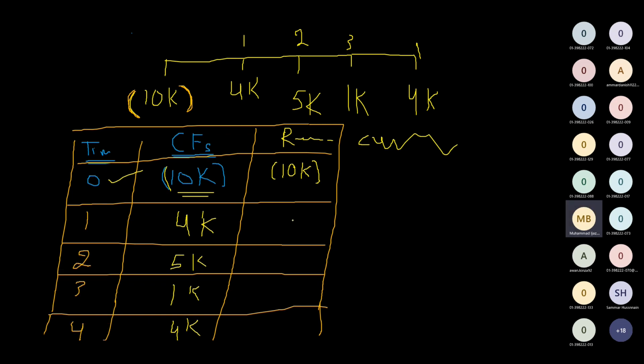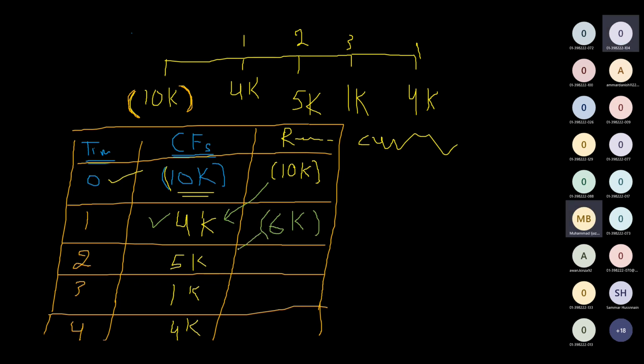Okay. Now, in 1 year, I was able to recover 4,000 out of this 10,000. So how much amount is remaining now? Out of 10,000, I have recovered 4,000. 6K. So now 6K is still left, right? And it would be a negative value, obviously.